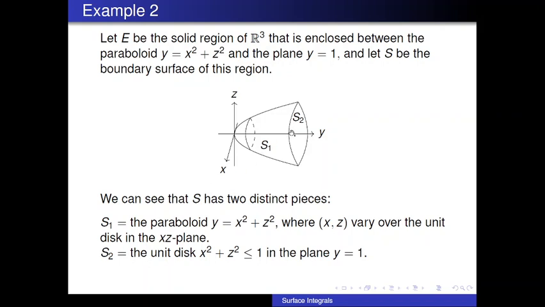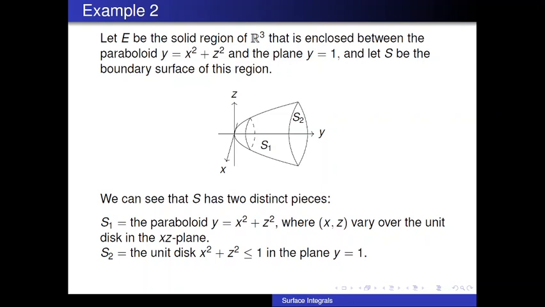Then similarly, the second region, S2, is literally just the graph of the function y equals 1 restricted to the unit disk in the xz plane. So we can really think of this as the unit disk given by x squared plus z squared less than or equal to 1 in the plane y equals 1. So two ways to think about that one.